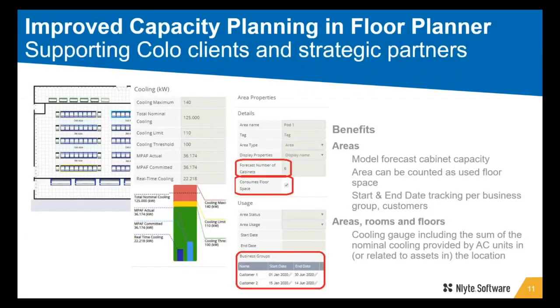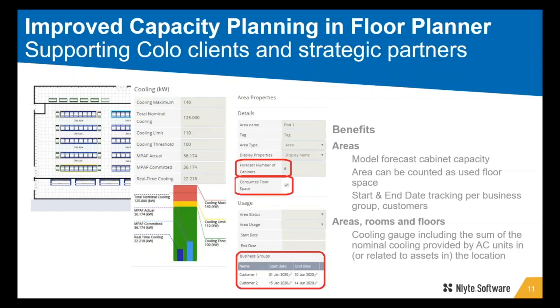The next one is really around capacity management. We may have talked about smart spaces or smart areas in the past, which is about bringing core teams to look inside the floor planner and understand capacity and customer usage. We've added some extra properties inside the floor planner now. So you can start building areas or zones on the floor plan, and you can start saying, right, these are the potential cabinets I could get inside that space.